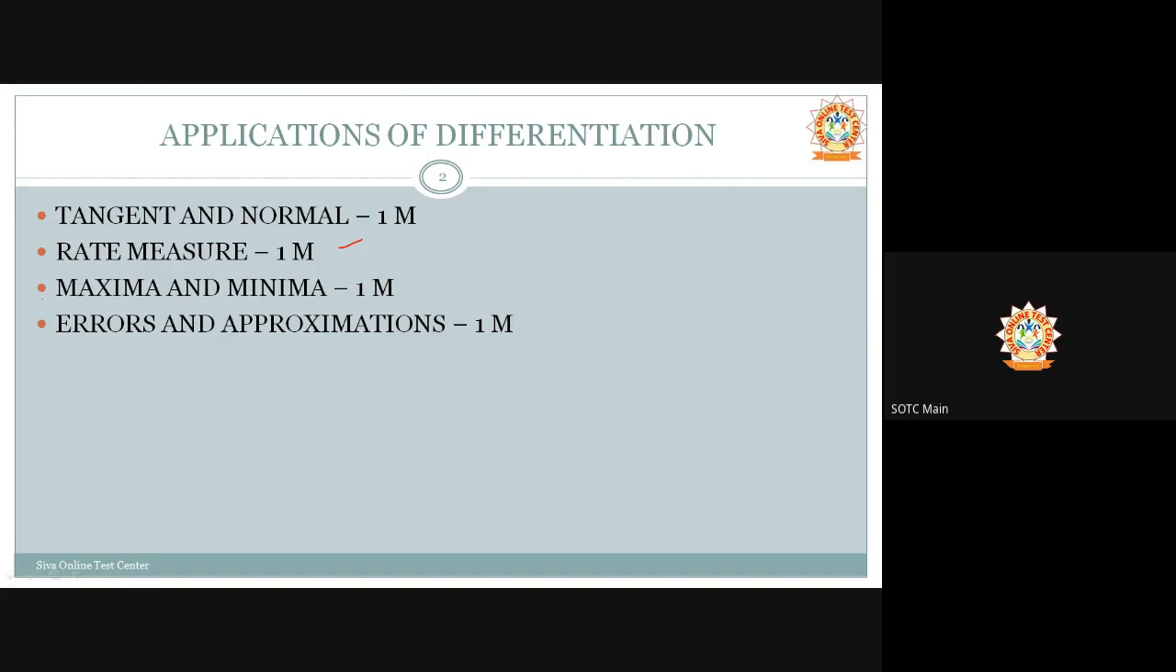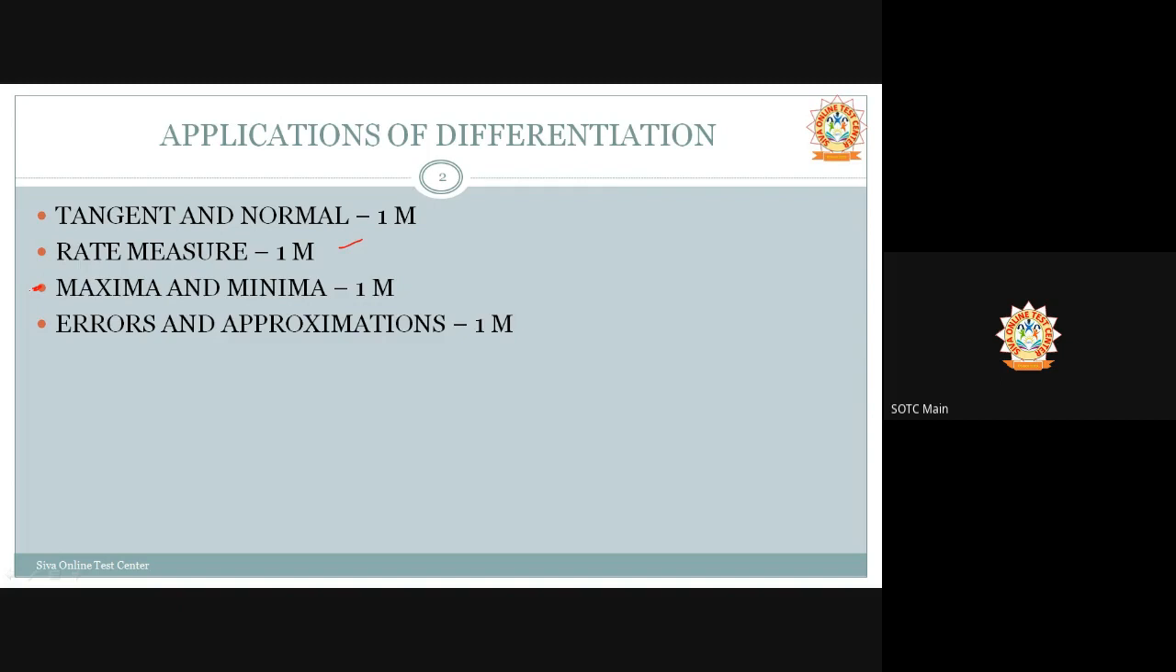Then we have maxima and minima. This is purely related to functions, finding the maximum and minimum values, or we can say extreme values, or the upper limit and lower limit of a function. Here, second order differentiation plays a major role, right? Next we have errors and approximations.